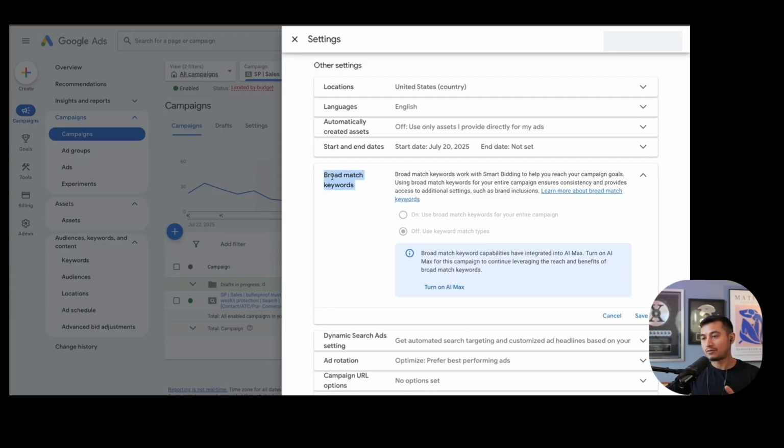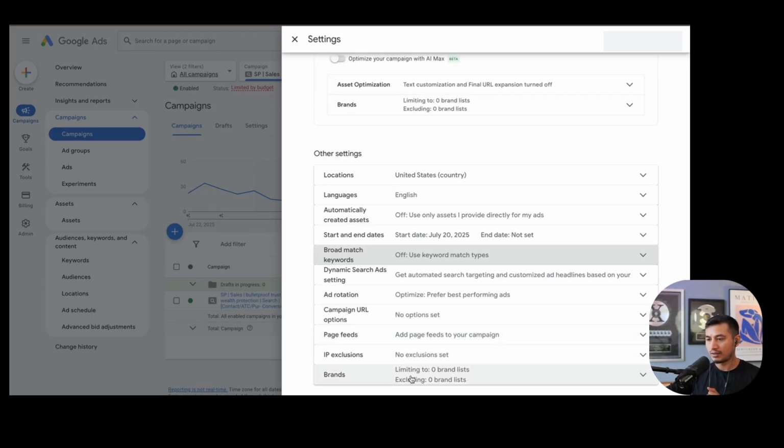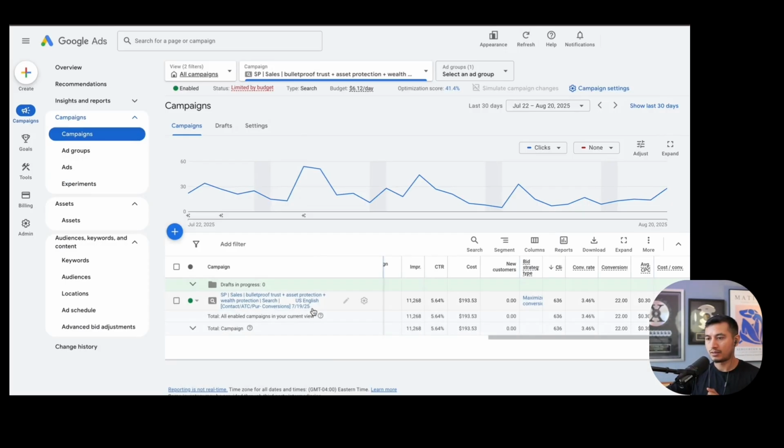It would go after insurance, it will go after estate planning, everything and anything under the sun. Most of the time, it's not good. You're spending a ton of money. You're wasting. I'll show you what I mean by that. So everything else looks fine. This is all good. Okay, we can move out.